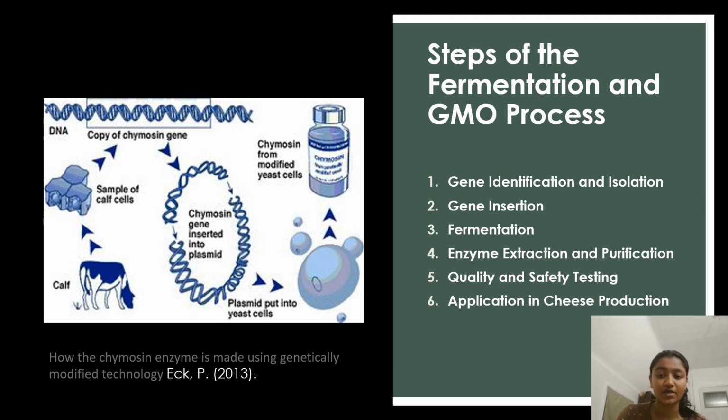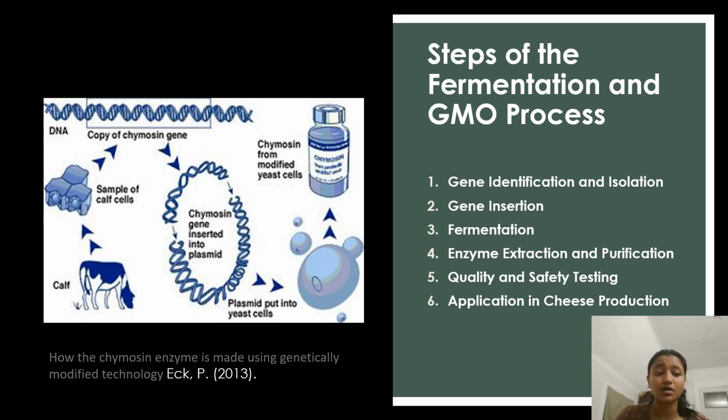The first one is gene identification and isolation. The second one is gene insertion into the particular microorganism. The third one is the fermentation process. The fourth one is enzyme extraction and purification. Our fifth step is quality and safety testing. And the last step is application and cheese production.